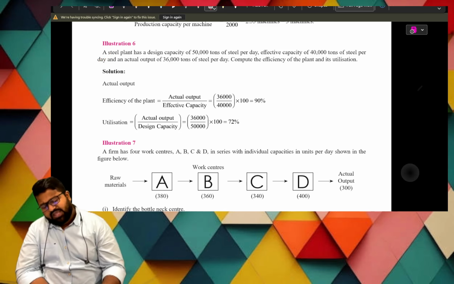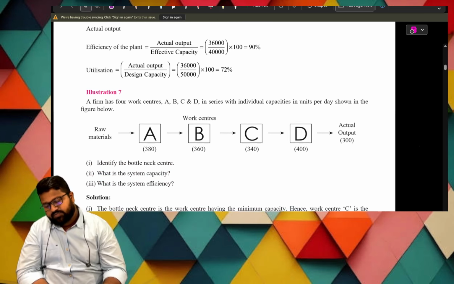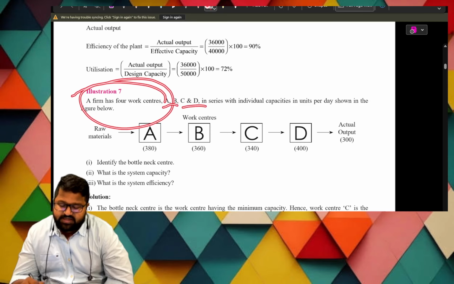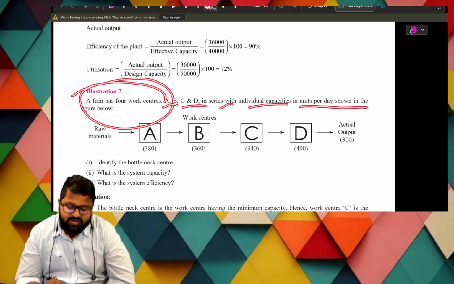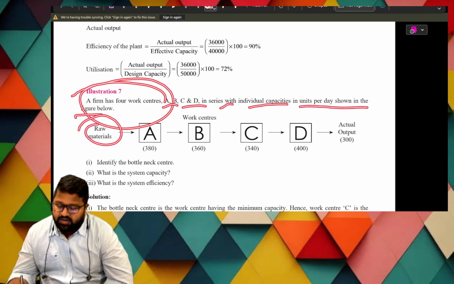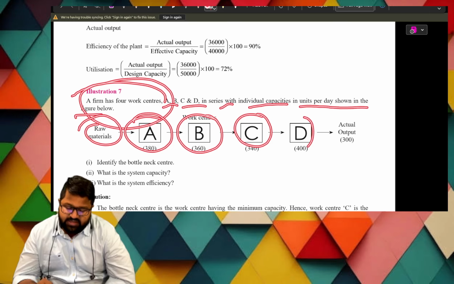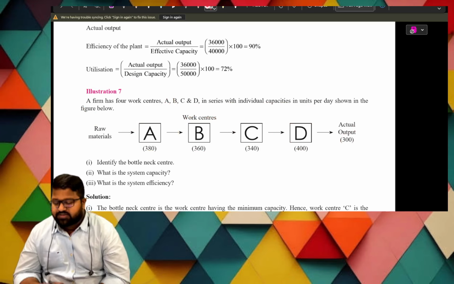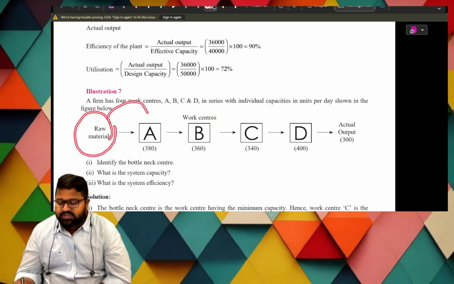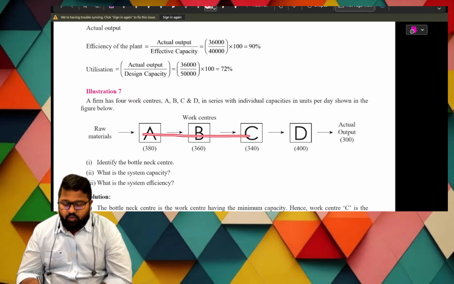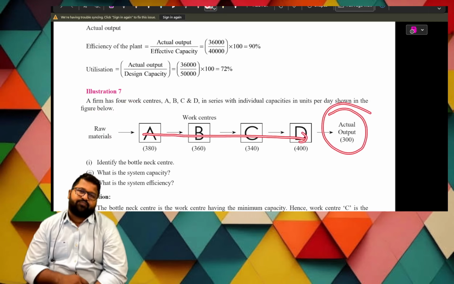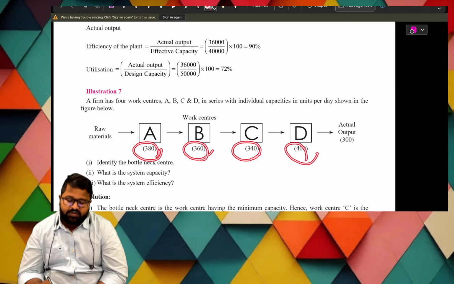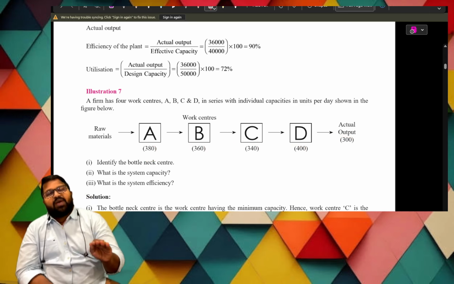Next we shall start with a different concept. A firm has four work centers A, B, C, D in a series with individual capacities in units per day shown below: raw material, A, B, C, D, and output. What is this? It is a process where we introduce raw material in process A, and it goes through all the processes and comes out as output. There are mentioned 380, 360, 340, 400 and 300. What are these, sir? The maximum capacity each can allow.